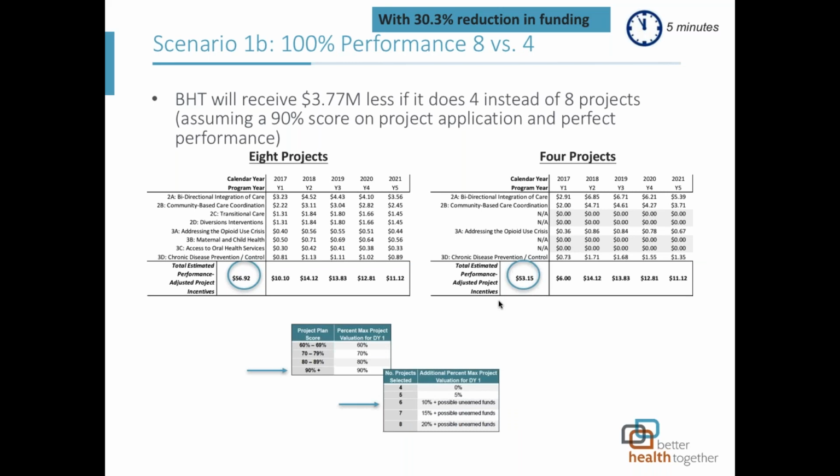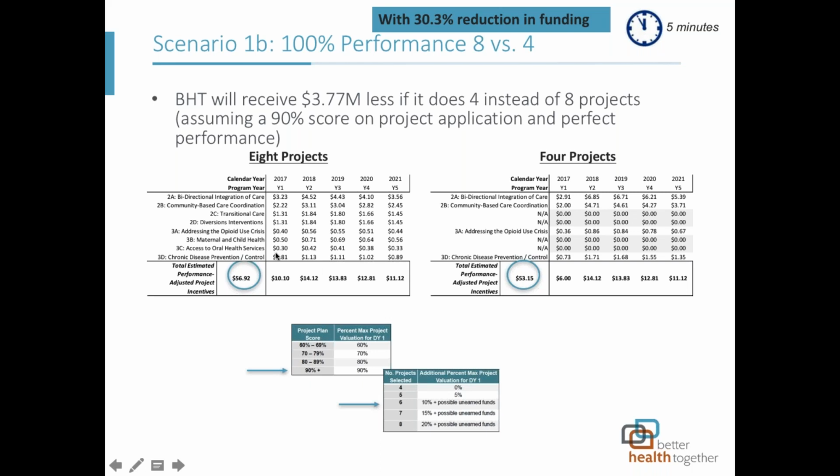Now here's the difference with 4 projects. I'm going to go ahead and say that when we had the $89 million, all of BHT's conversations were really about, is it 6 projects or is it 8 projects? Once we heard about the funding cuts, we thought, you know, maybe that means we're going to need to focus a little bit more on just 4 projects. Again, this is something that we want to discuss. So we went ahead and ran the number for 4 projects too.